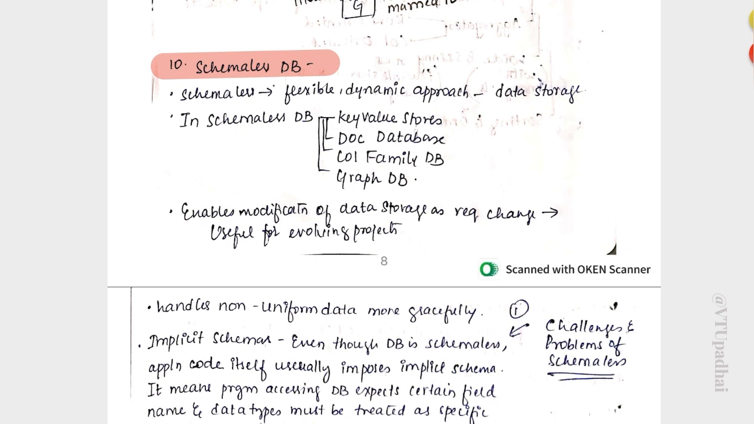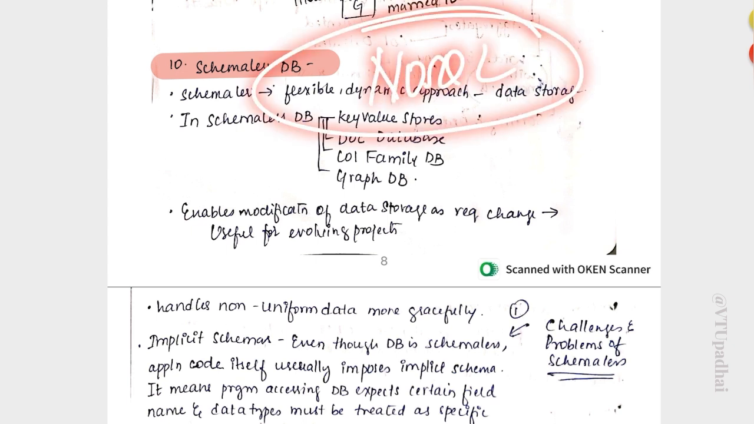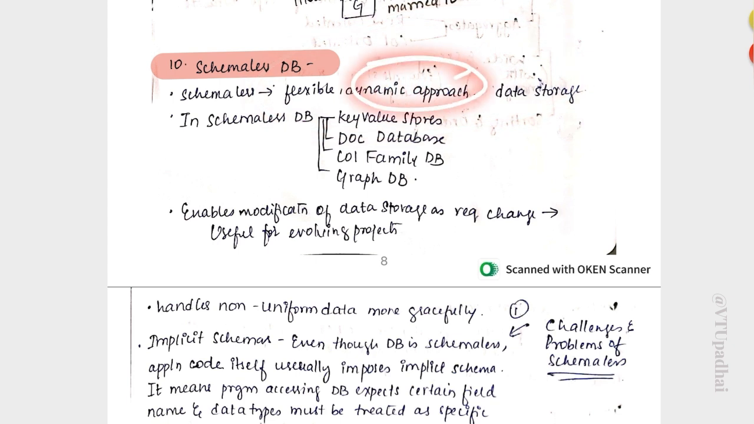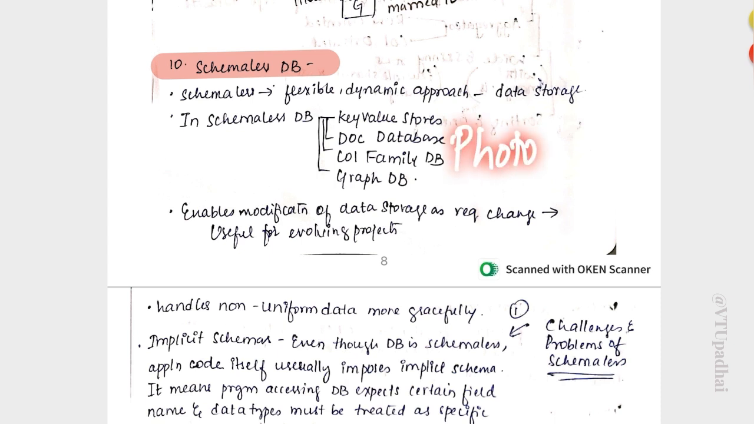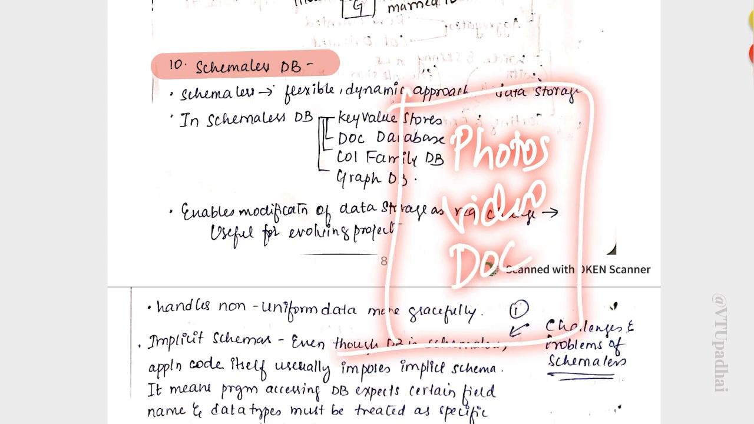But then speaking of schemaless databases, that is NoSQL, it is not required here. So it provides a dynamic, flexible approach to store the data. In schemaless databases, we have key value stores, that is, I can store any data under any key without any restriction. I can store photos, videos, and documents under one database.